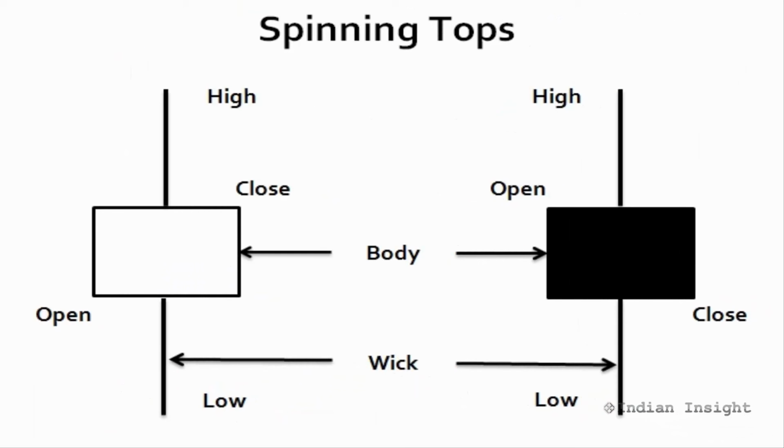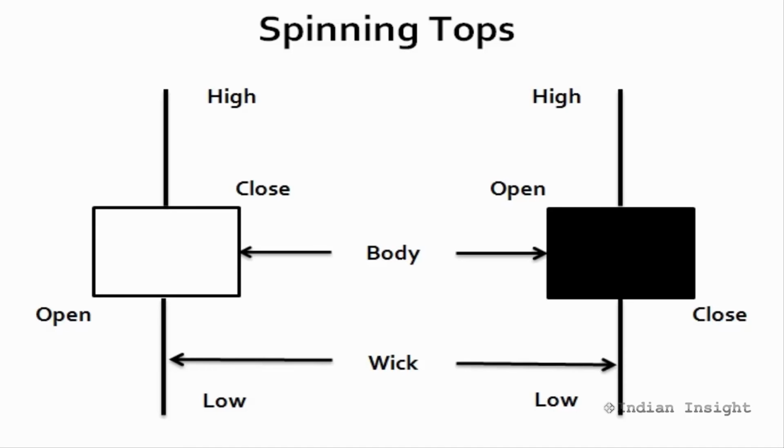The first basic candlestick pattern is spinning top. Here, the length of the body is small compared to the length of the upper and the lower wick. The color of the body is not important. It might be black or white.